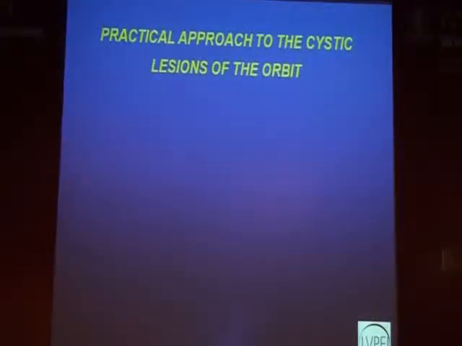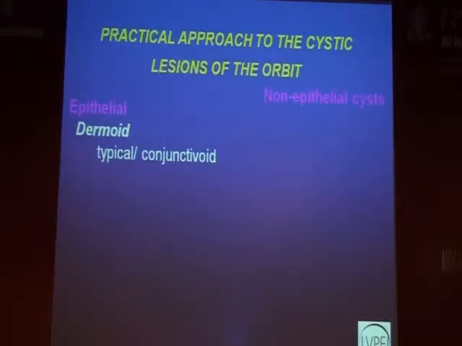Then just to tell the approach to the cystic lesions of the orbit, it could be an epithelial cyst or it could be a non-epithelial cyst. When it is an epithelial cyst, the most common is the dermoid cyst. A dermoid cyst, typical, as I've already shown you, is lined by keratinizing stratified squamous epithelium. Sometimes it can have an epithelium which looks conjunctivoid, but again it will have the adnexal structures.